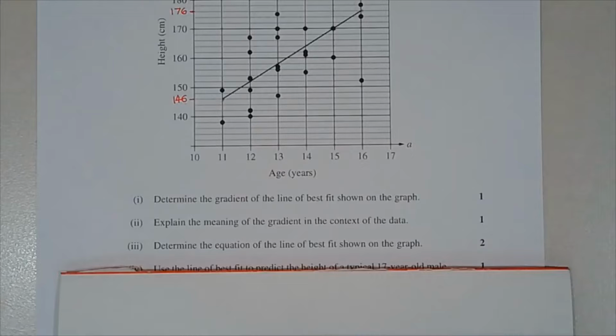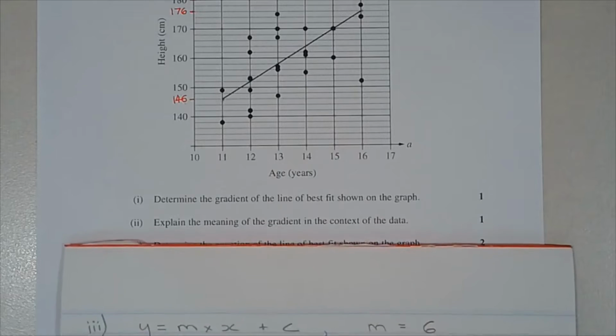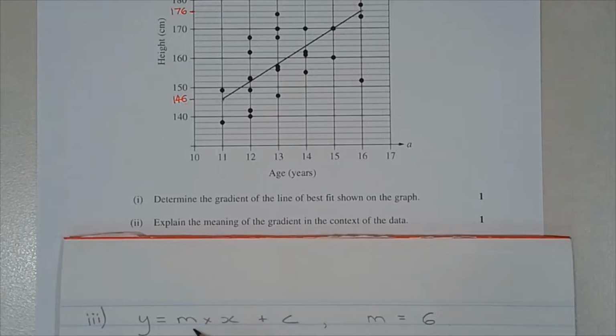Part 3. Determine the equation of the line of best fit shown on the graph. Now the line is in the form y equals mx plus c. That's the gradient-intercept version of the line. So let's start off with that. y equals m multiplied by x plus c. And we know that m equals 6, and we found that in part 1 earlier. So let's substitute m equals 6 into this equation.